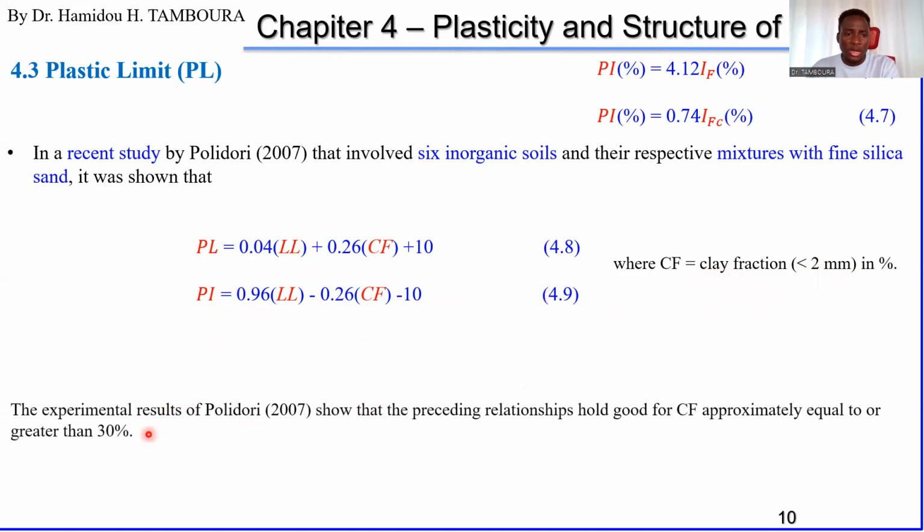So from this experience, we can say that equations 6 and 7 are good when the CF is approximately equal or greater than 30%. This means we can trust these two equations only when we have CF equal or greater than 30%. That is the meaning. Okay.